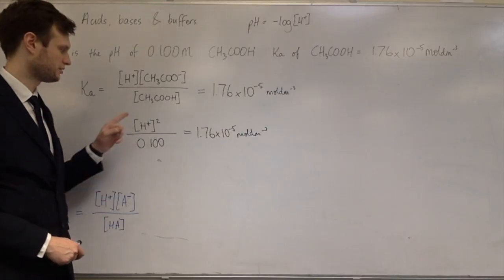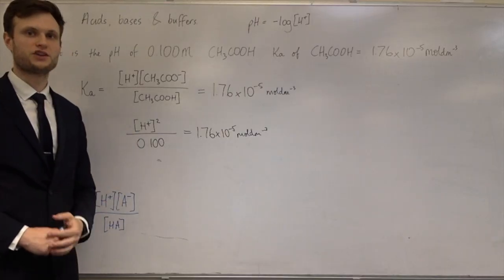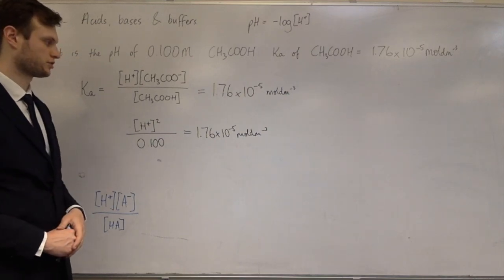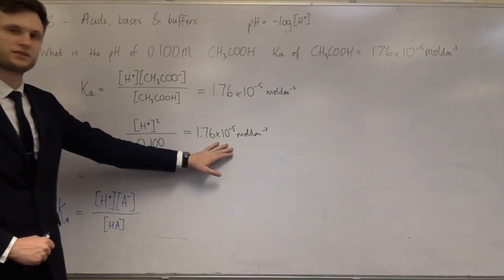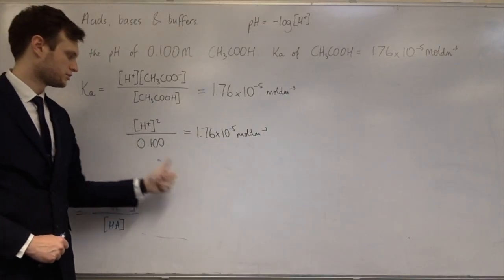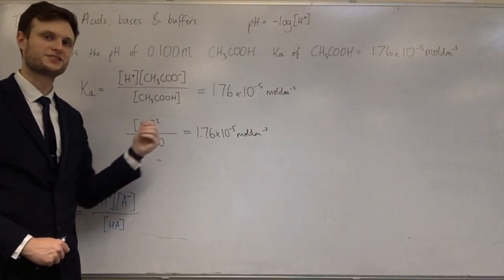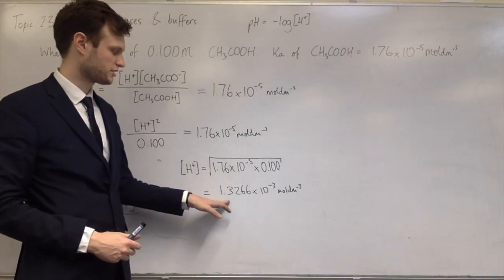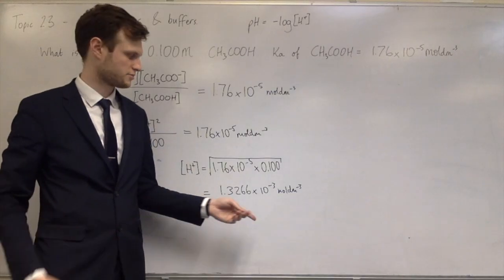And that unknown is the one we wanted to know in the first place, the H+ concentration. So you've got to rearrange for H+ concentration. It would be 1.76 times 10 to the power minus 5, times by 0.1, and then square rooted, would give you the H+ concentration. That concentration comes out to be 1.3266 times 10 to the power minus 3.